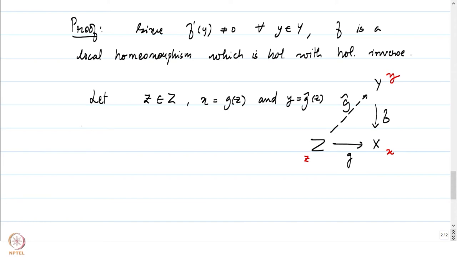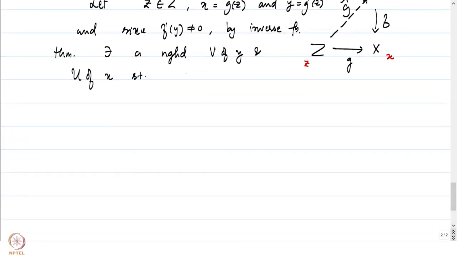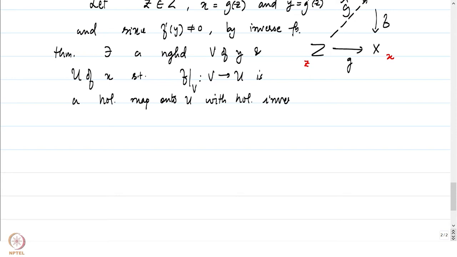Now because F prime of Y doesn't vanish, by the inverse function theorem, there exists a neighborhood. I'm going to call the neighborhood V of small y and U of small x. Remember that x is F of y, such that F restricted to V from V to U is a biholomorphism, a holomorphic map onto U with holomorphic inverse. Let's call that inverse phi.